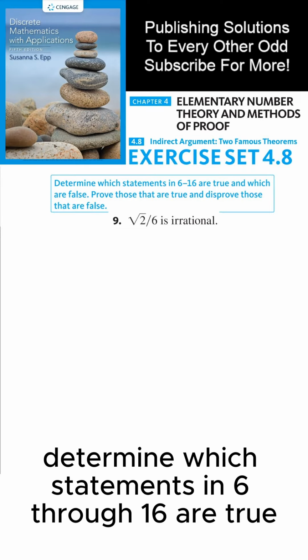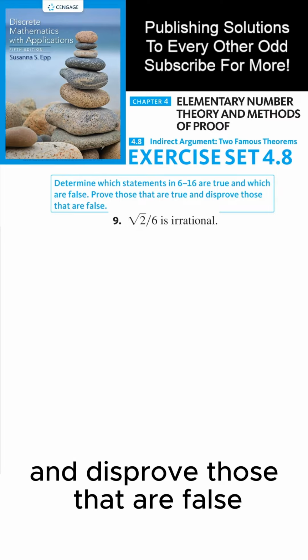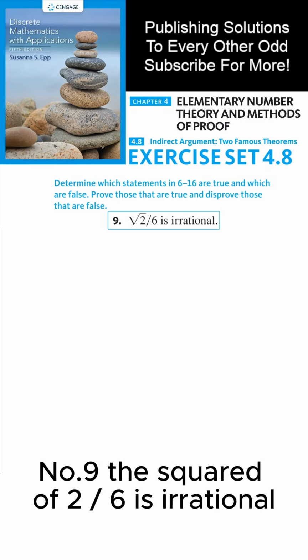Determine which statements in 6 through 16 are true and which are false. Prove those that are true and disprove those that are false. Number 9: the square root of 2 divided by 6 is irrational.